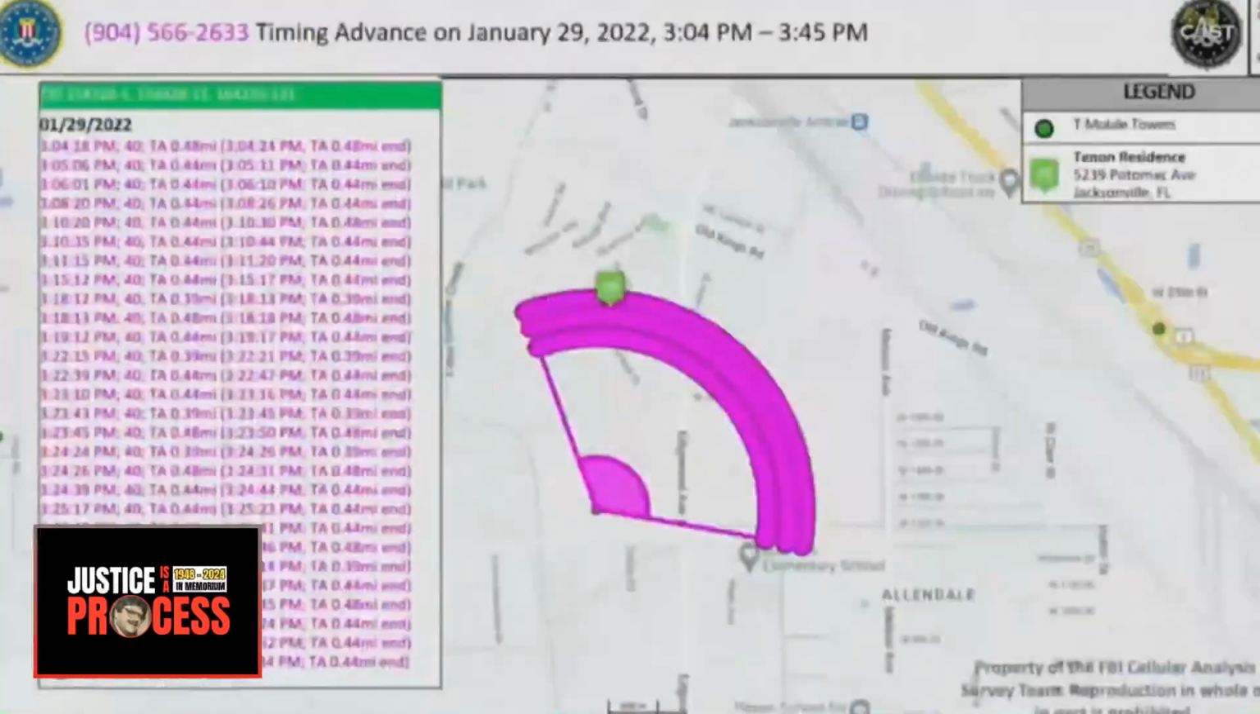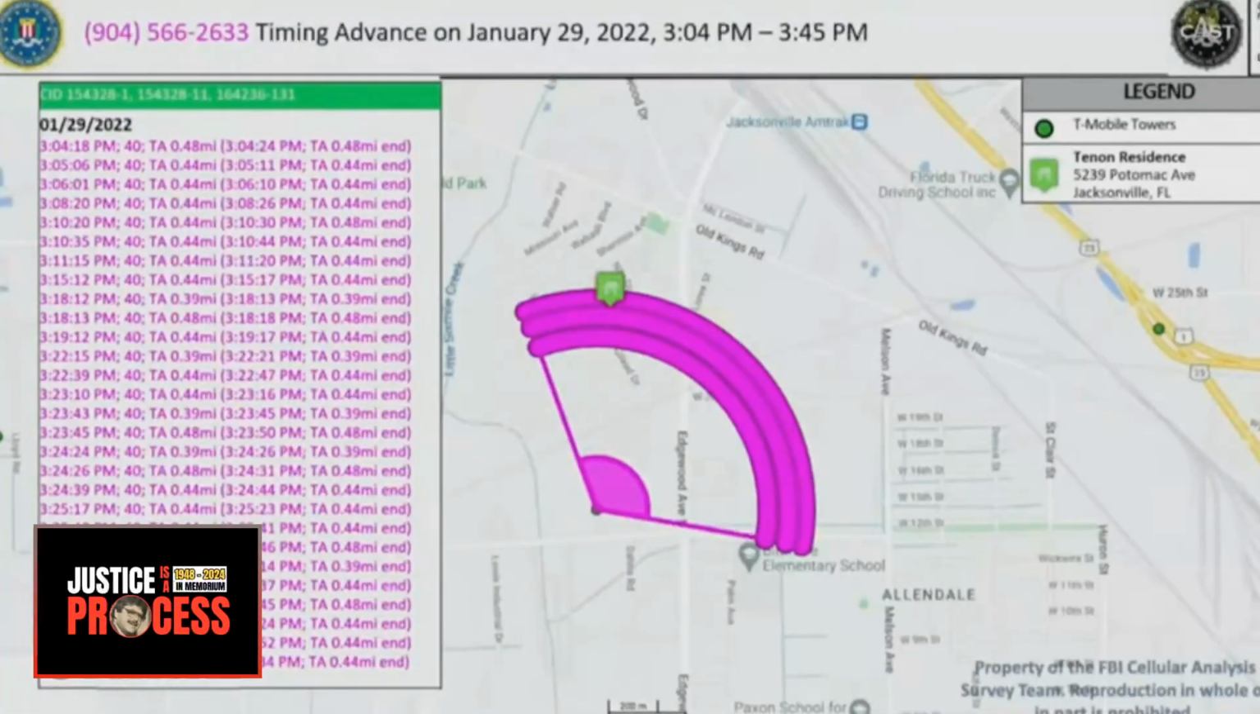And during this time period, we see on slide 29, can you summarize what the data on this slide indicates to you in terms of Mr. Fernandez's device? So numerous timing advance events between 3:04 to 3:45, showing that target cell phone is in the same geographic area as the Tenon residence during that time frame.